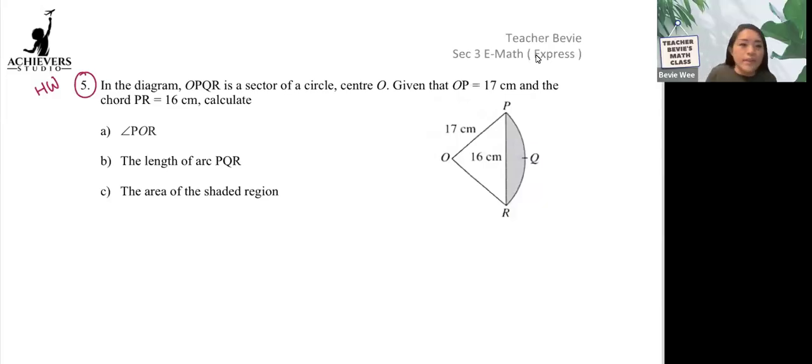So today we are still on arc length, arc sector. We have already started a little bit on our radian mode questions, correct or not? But I'm going to repeat that one more time.